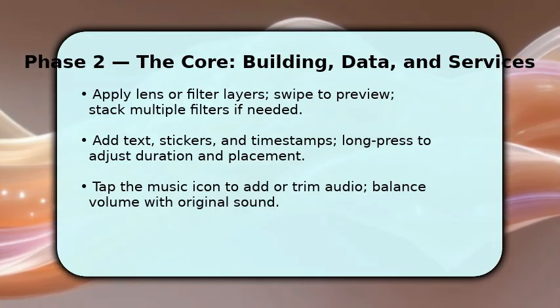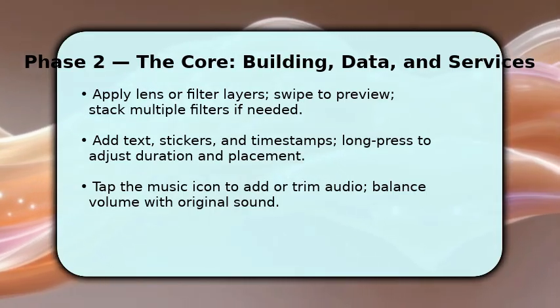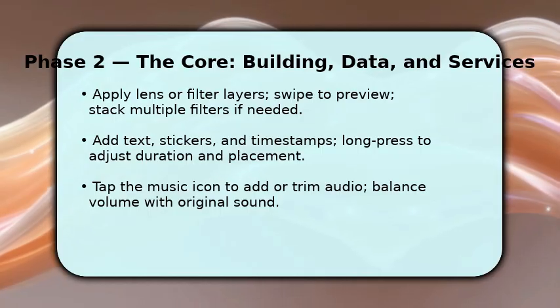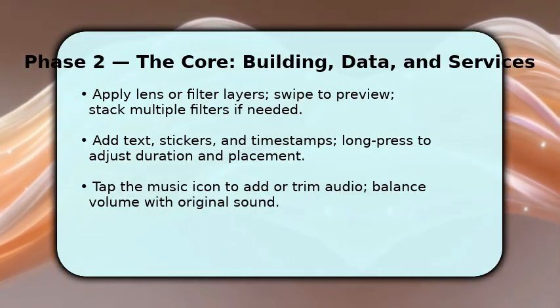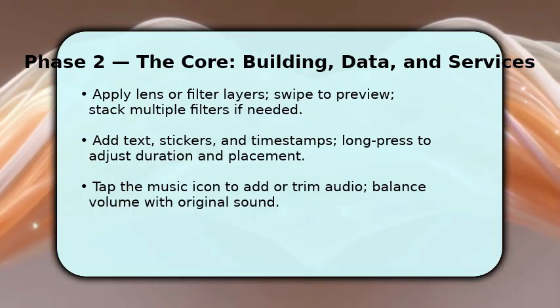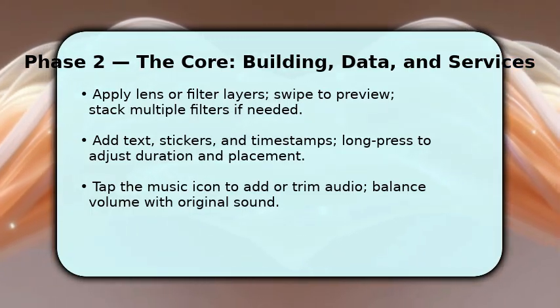For audio, tap the music icon to add a track, then trim and position it to match beats. Lower music volume to preserve speech clarity. Once done, scrub through the timelines slowly to make sure transitions and timing feel natural before the final polish.